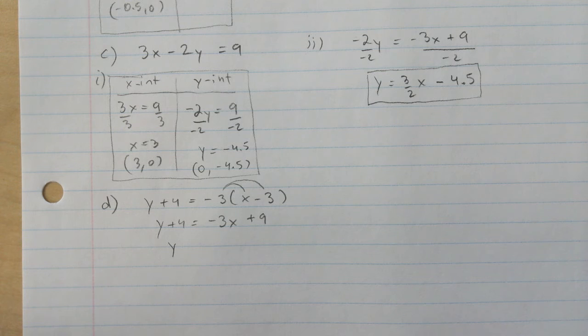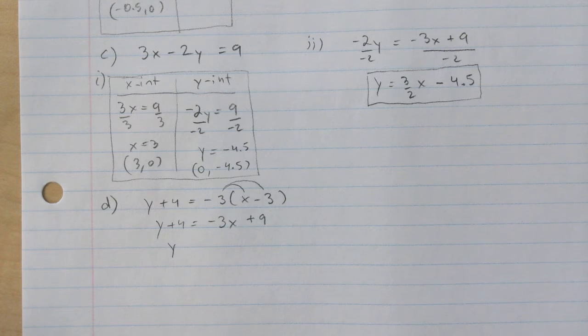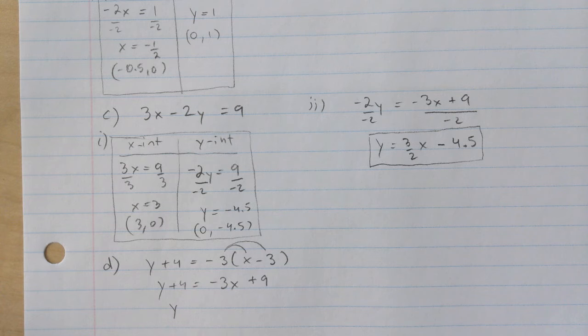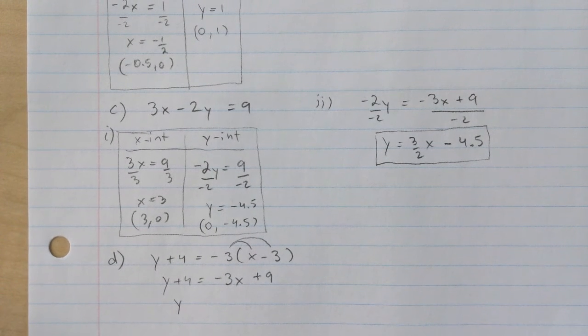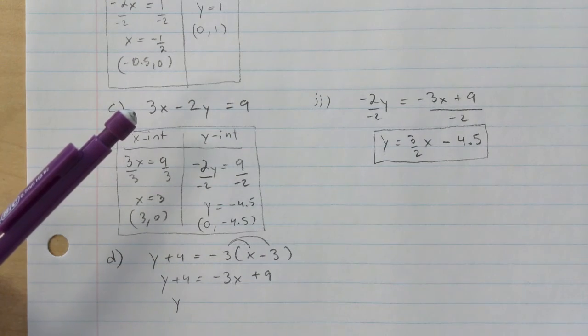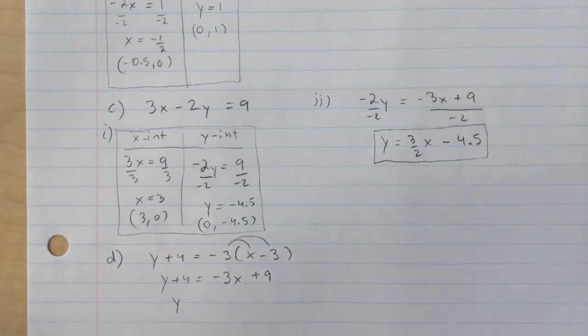C is, did I make a mistake on C? Let's see what the 3, oh, did I mix that up? Yes. I have two choices here. But you all went by this. Yeah, it's 3y. Yeah, okay.